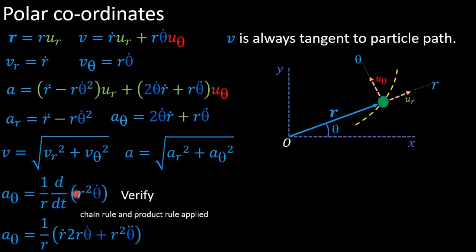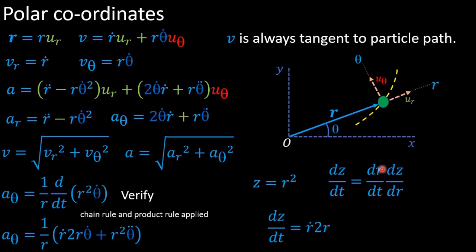How we would differentiate r squared with respect to time is using the chain rule. Okay, so if I say z equals r squared, and then if I want to find dz dt, remember z is r squared, I'll do dr dt times dz dr, so that is the chain rule. I can rewrite dr dt as r dot, and dz dr, if we differentiate z with respect to r, we just get 2r, and we multiply them together. And that means I can say d by dt of r squared is r dot times 2 times r.